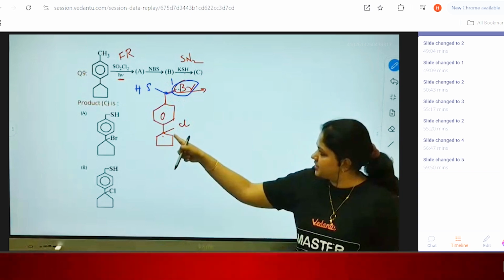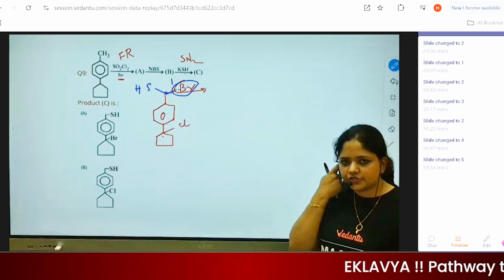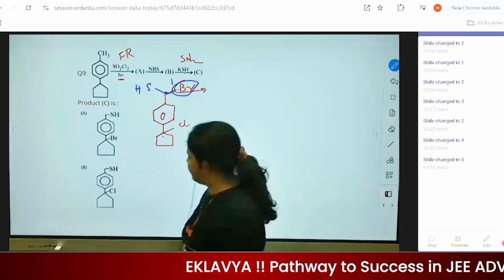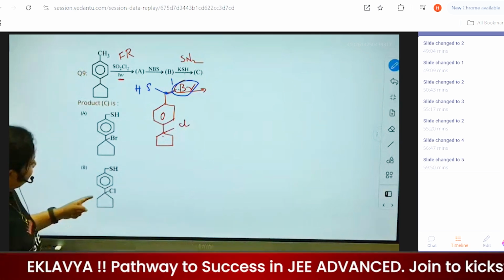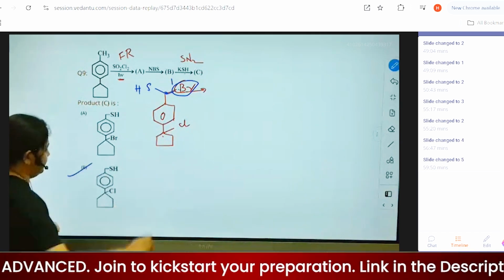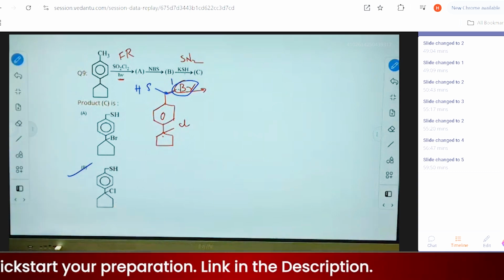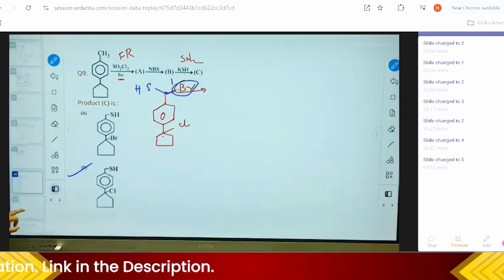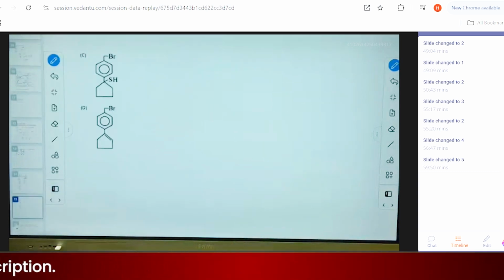So at this position Cl, at that position Br. Let's find out where is the answer. At this position Cl, at this position SH. Option B. I hope it is clear. Let's see the other options also. See, they are actually very confusing.